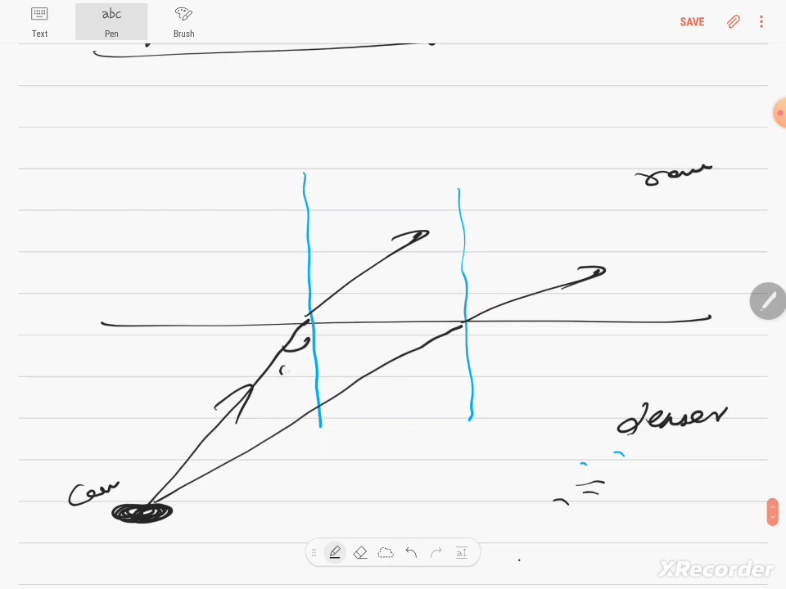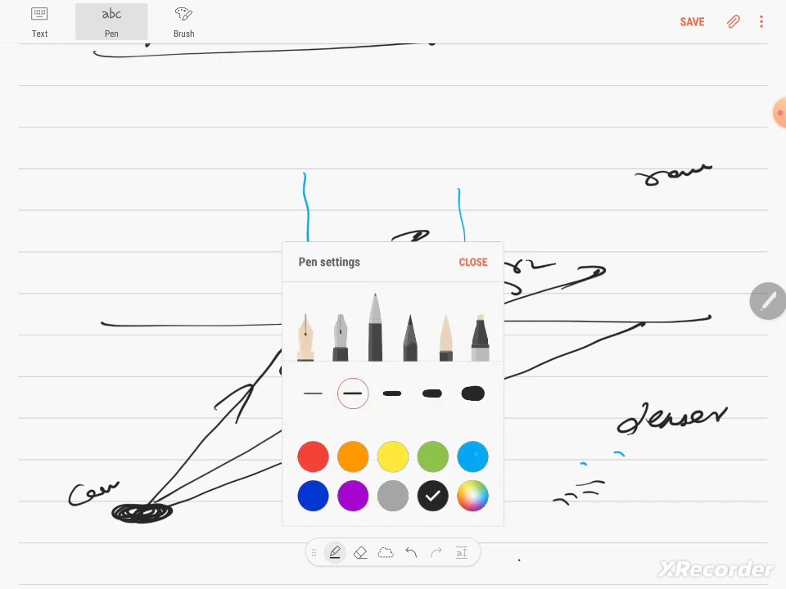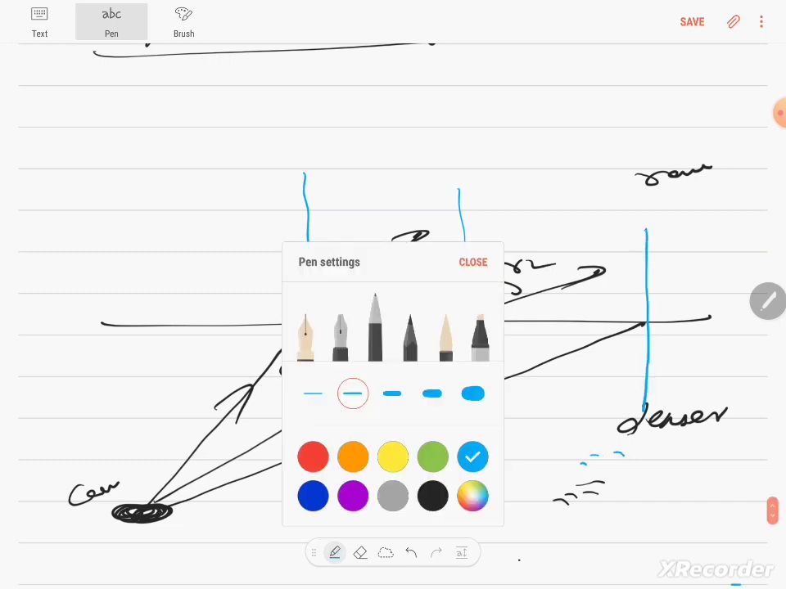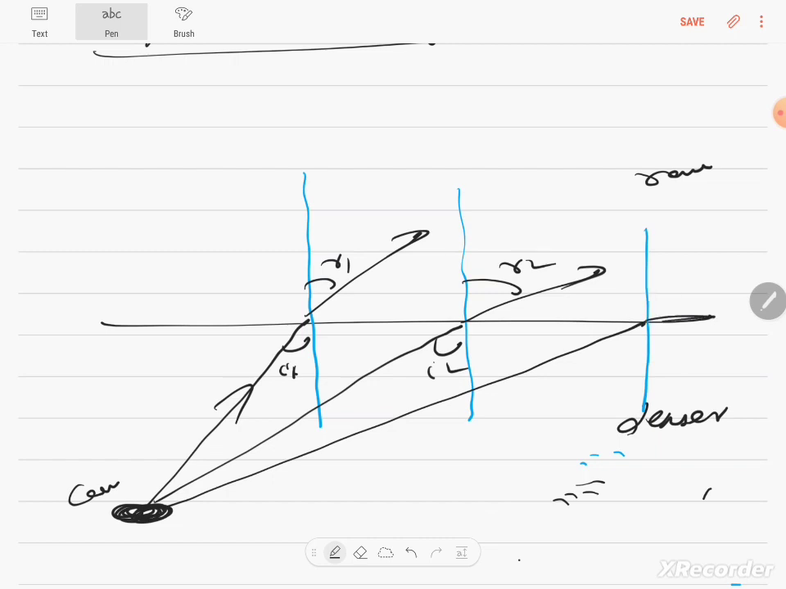So if this is I1, this will be R1. This will be I2, and the angle increased. R2 is also increasing. So now I'm going to increase the angle of incidence to such a wide extent that, when the refraction is happening from one medium to another medium, the refracted ray will graze through the separation between the two media. I'm sure you saw the video.